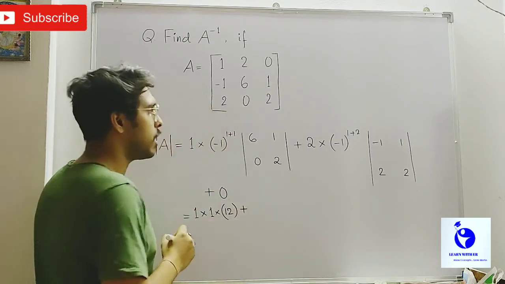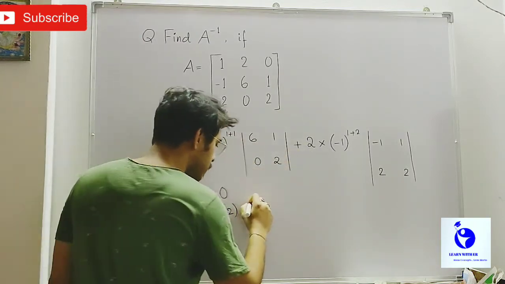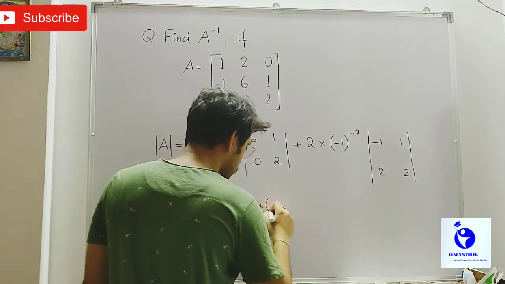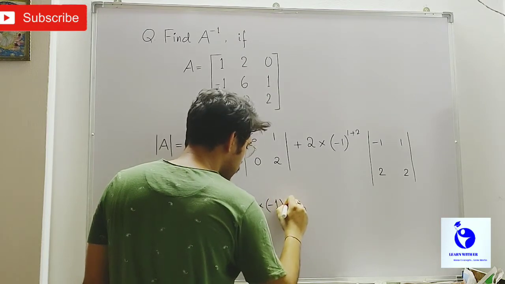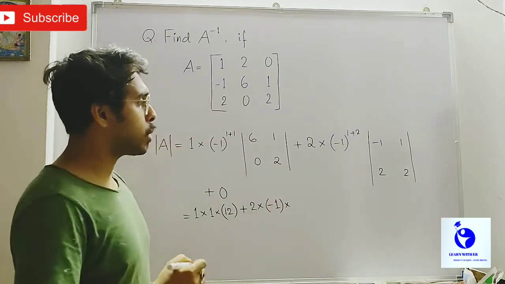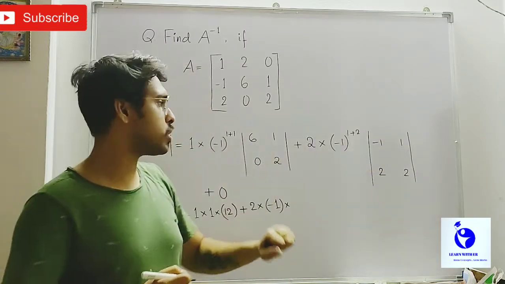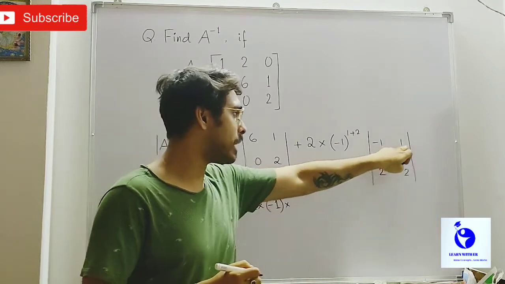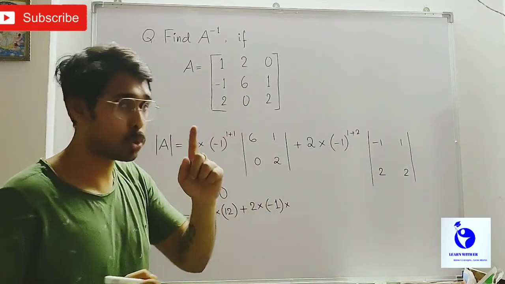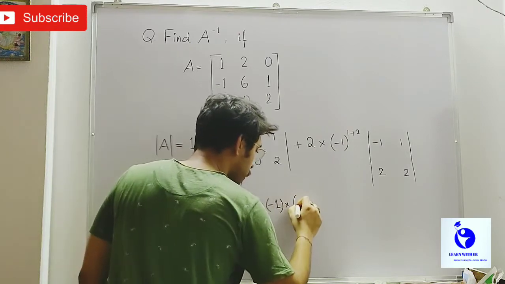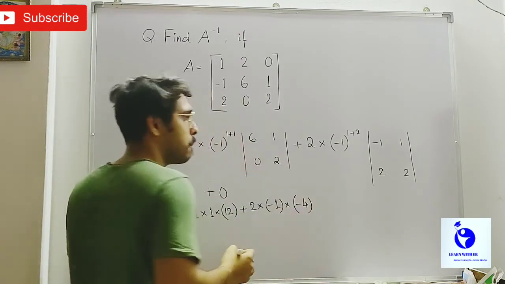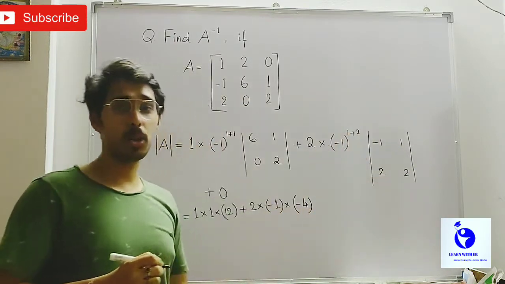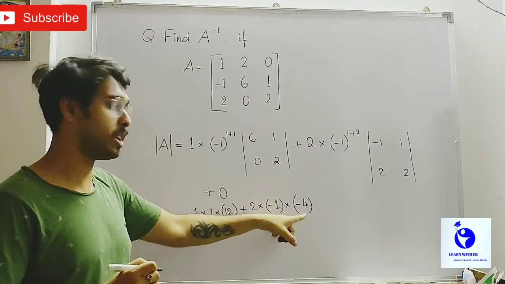Plus, now again we are doing 2 into minus 1 to the power of 3, now that will be minus 1 into the determinant of this one. So that will be minus 1 into 2, that is minus 2, minus 2 into 1, that is 2. So minus 2 minus 2, that is minus 4. Minus 2 into 1, again 2. So minus 2 minus 2, that is minus 4.